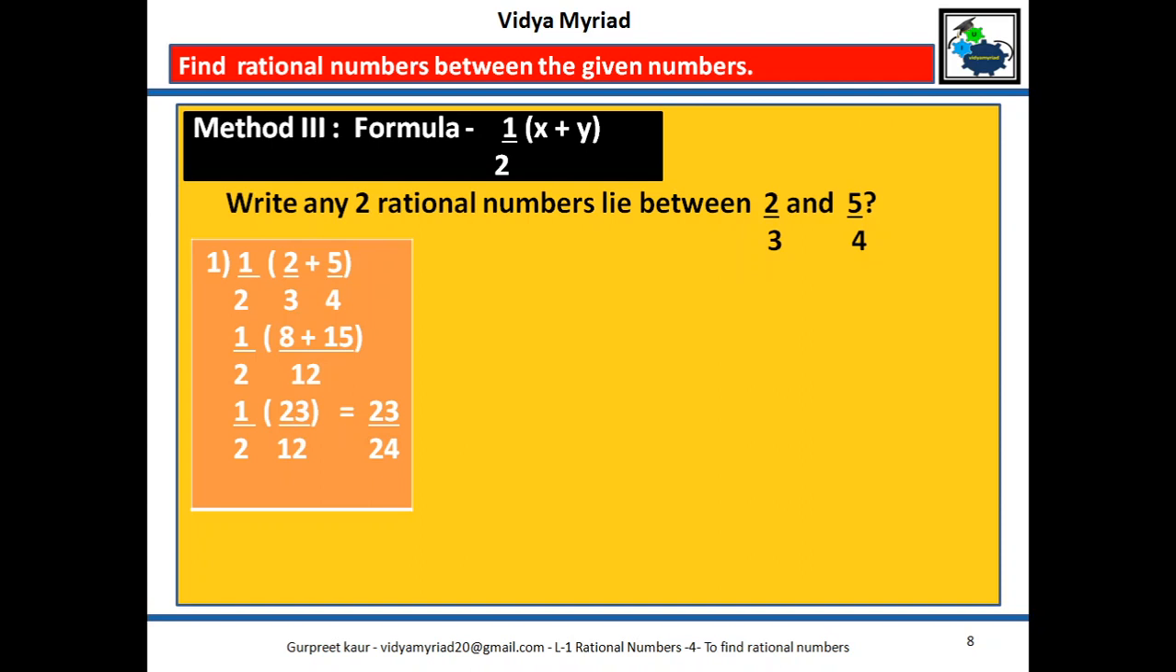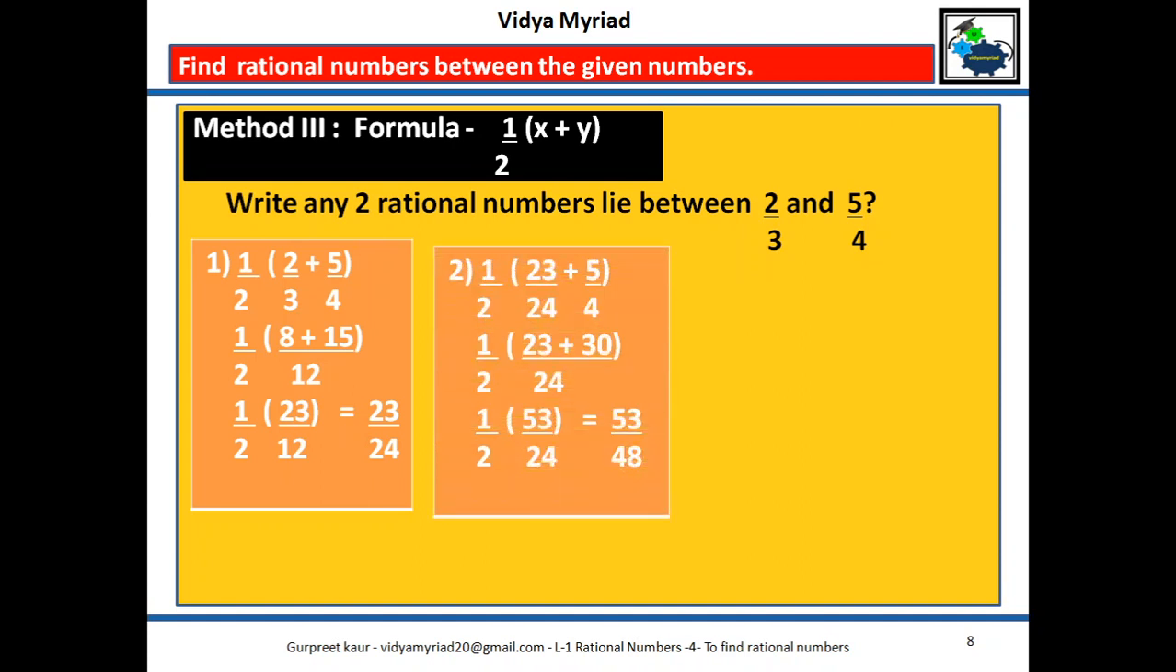But I need to find two rational numbers. So now in this case, either you take x as 23 upon 24, or you can also take y as 23 upon 24. Now look here. If you look into this example, 23 upon 24 I have taken as x, and y I have taken the same as 5 upon 4. Take the LCM, solve it, you will get 53 upon 48.